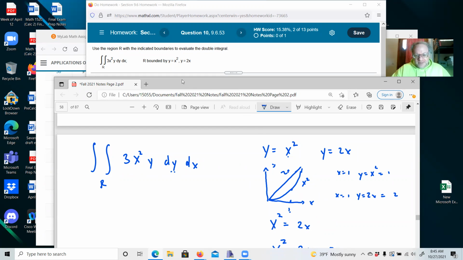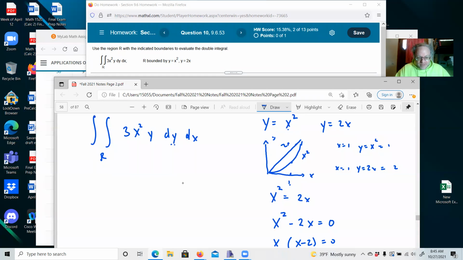So 0 to 2 for my x's, and we have x squared to 2x of 3x squared y dy dx. I kind of like this one because they told us which way to do it first. So I think with that implicit hint, this wouldn't be quite so bad, but this would be about as hard as it gets.